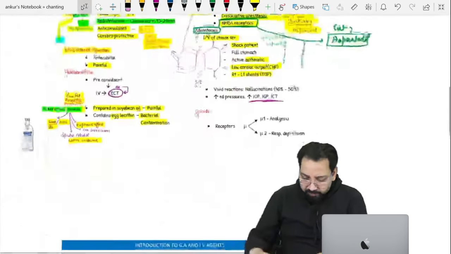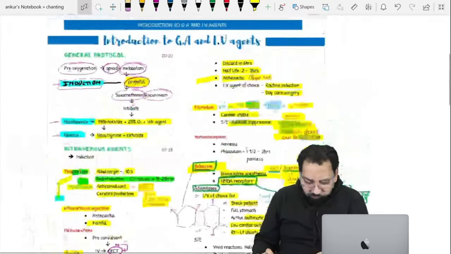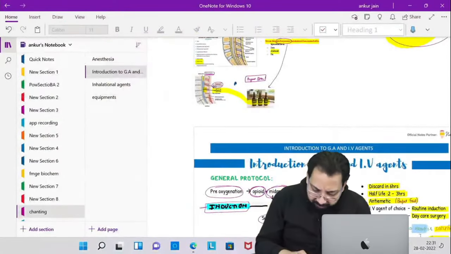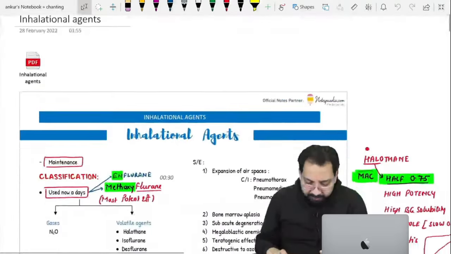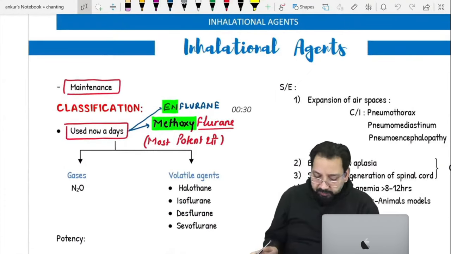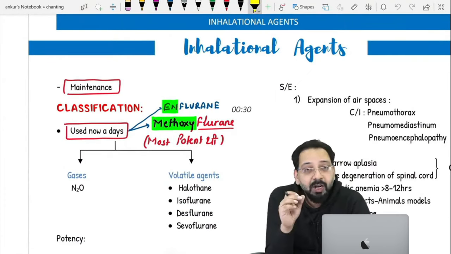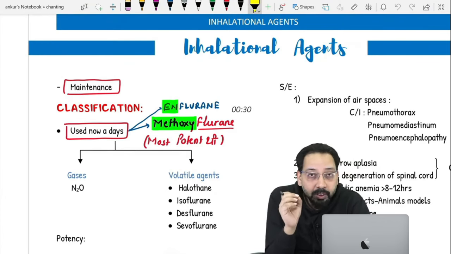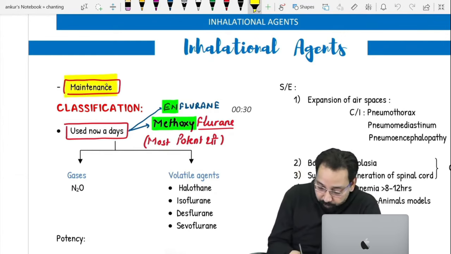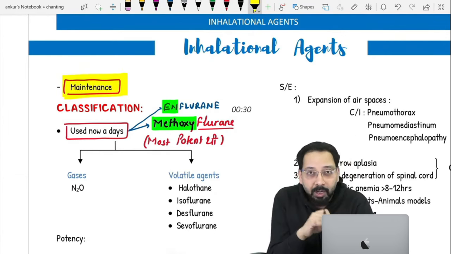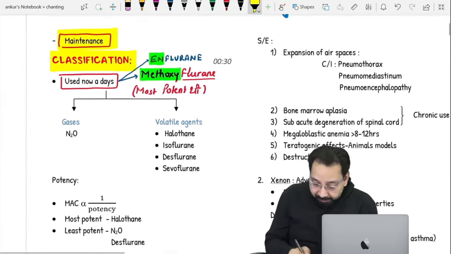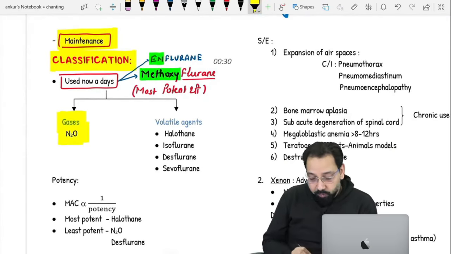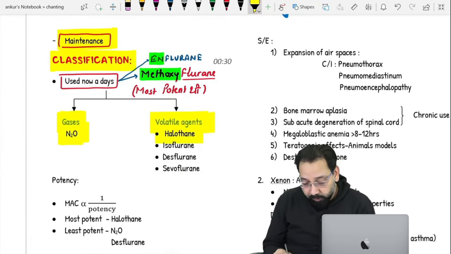So this is about intravenous agents. Now we come to inhalational agents. Inhalational agents are usually used for maintenance, meaning after induction, you maintain. Classification: gases, N2O. Volatile agents, that is halothane, isoflurane, desflurane, sevoflurane. I have already discussed.